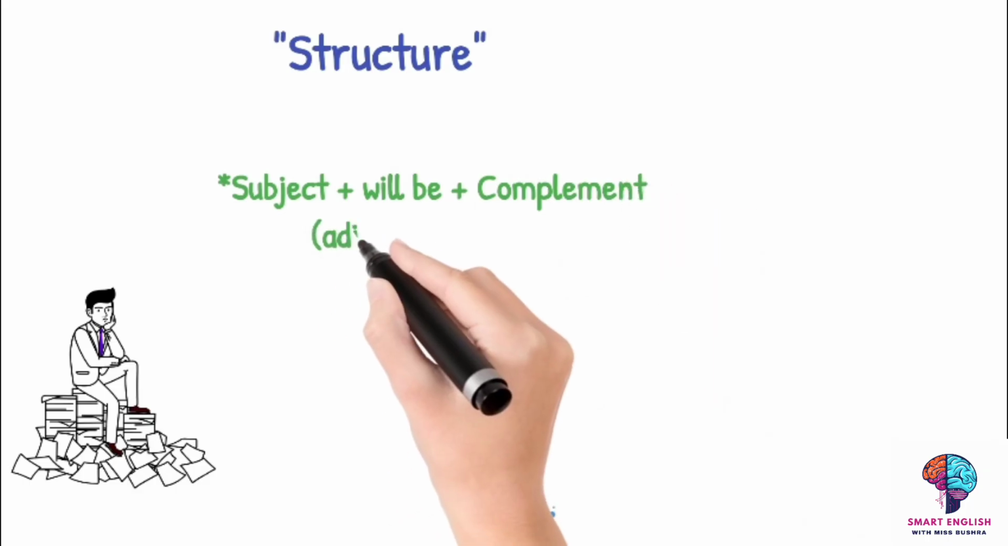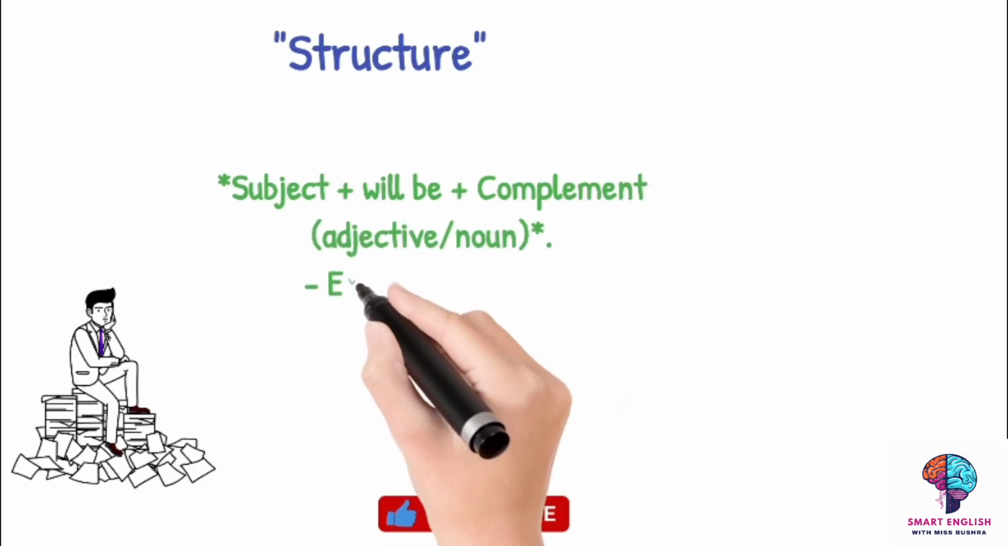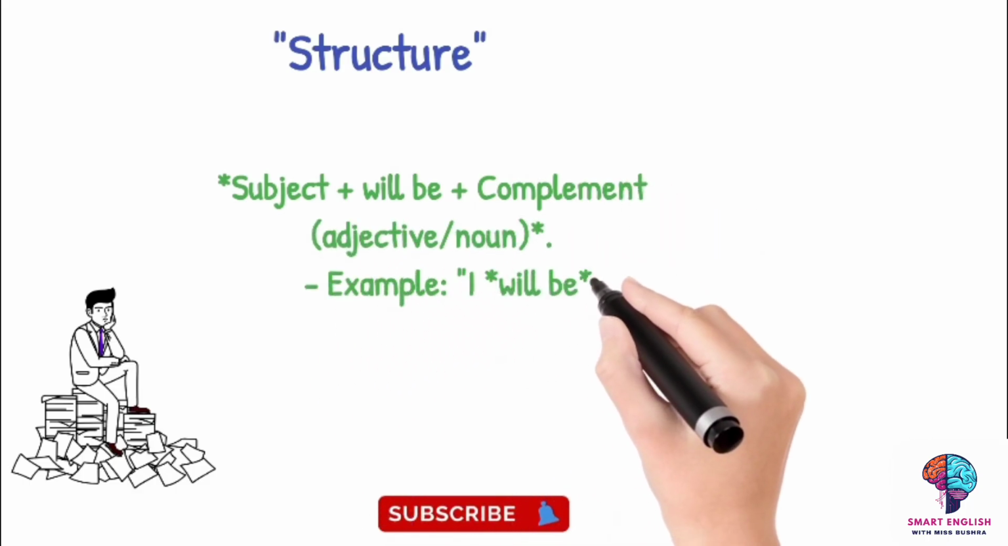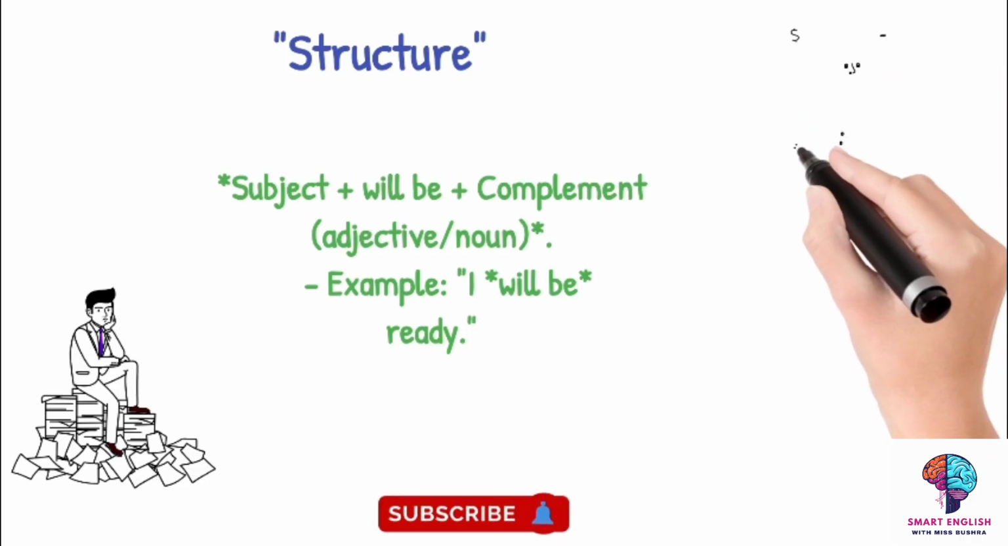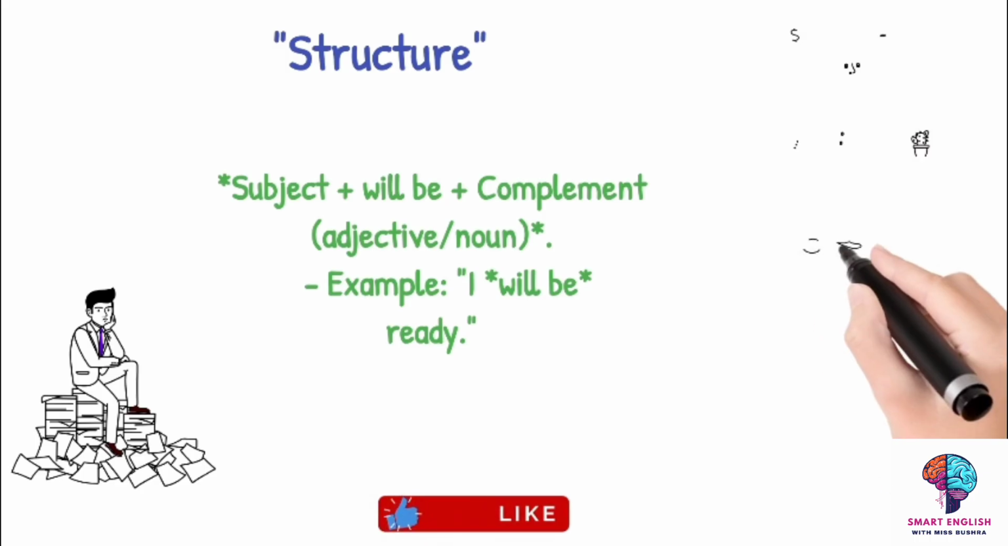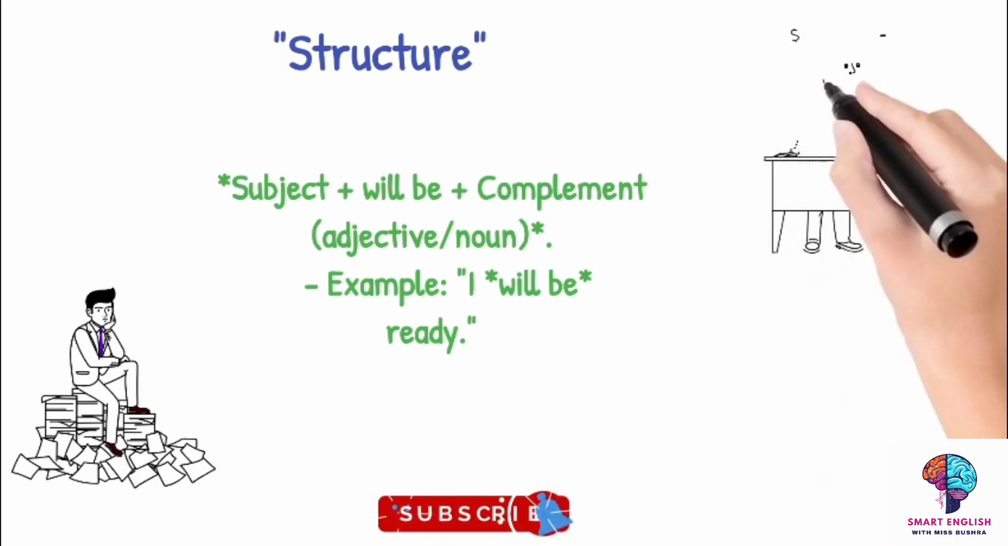So the structure of the future states is subject, will be, and any adjective, right? That is called a complement. I will be ready, I will be there, she will be smart, she will be better. So here, once again, you can use any noun or any pronoun, and after that, you are just supposed to use will be and then adjectives. Let's make it simple. Yes, you have heard it right. Absolutely right. It's very simple.